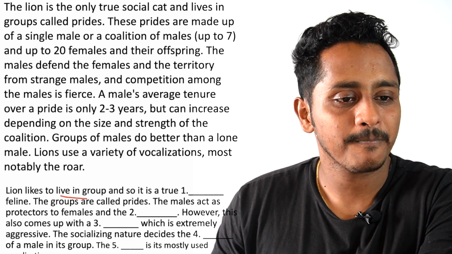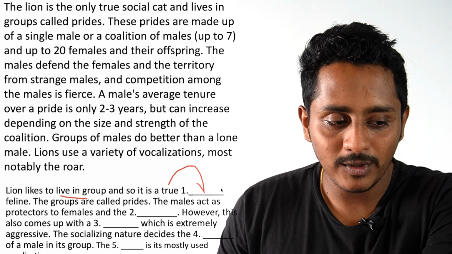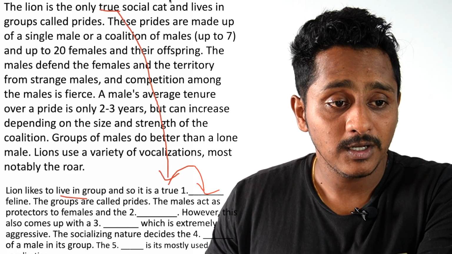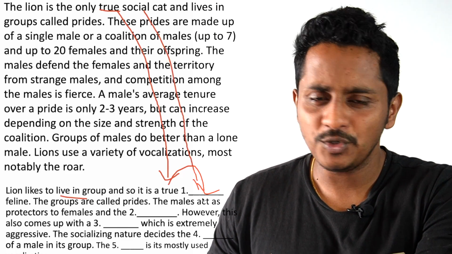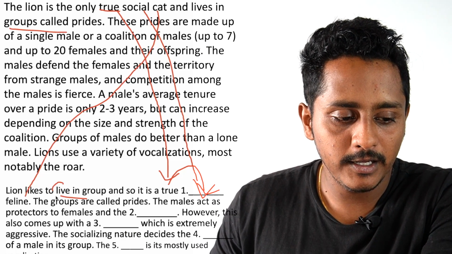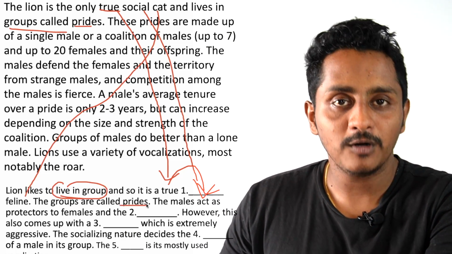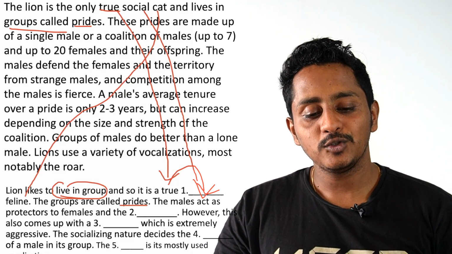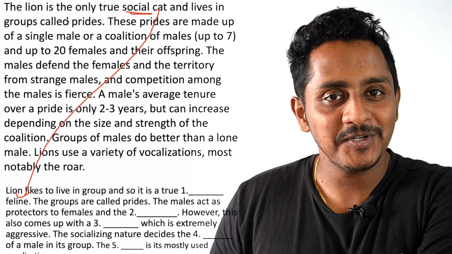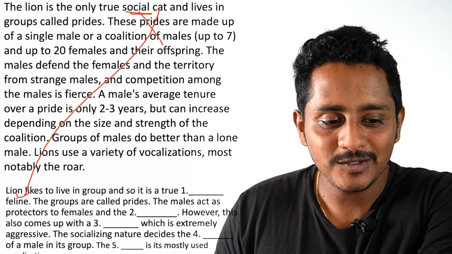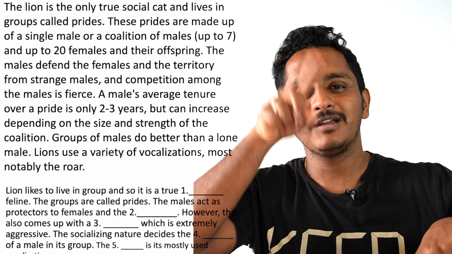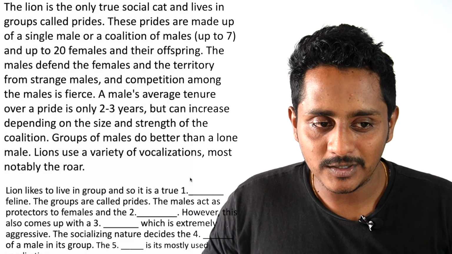Lions like to live in a group, and so it is a true dash. Lion is the only true. Okay, the word true got matched. Social, probably social is the answer. Cat is a feline and lives in groups, live in a group called pride, everything is matching. What is not matching? Social is not matching. Cat is feline, you should know this, it comes from a species called feline. So now social is not matching, social would be the correct answer. Easy peasy, that's how you do it, don't worry too much about it, match everything, whichever is left, that's the correct answer. So the first one is going to be social.